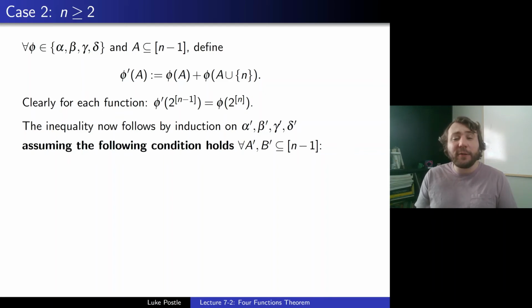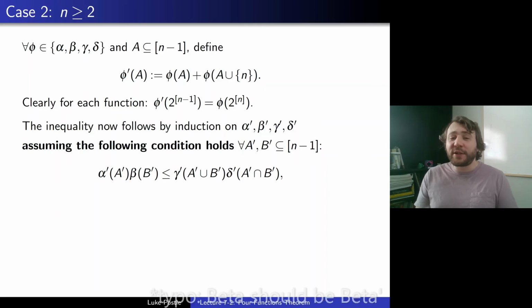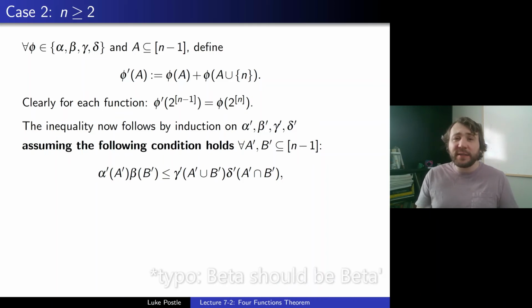We need to assume that for every a prime, b prime subset of n minus 1, we actually have the condition. So not for families of sets, but just particular ones. That alpha of a prime times beta of b prime is at most gamma prime times delta prime. So sorry, there's a typo. That should be beta prime, of course. So we need to prove that this holds.